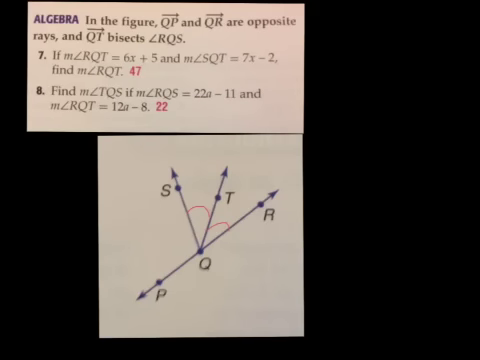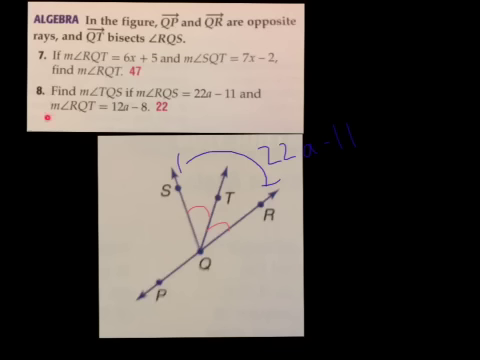Okay, let's take a look at number 8. They want us to find the measurement of angle TQS, so eventually we're going to want this measure, TQS. Let's see what information they tell us. If the measurement of RQS equals 22a minus 11, oh, I got some info there. What am I going to do? I'm going to label. The measurement of RQS is this whole big angle here, so I'm going to give myself this big mark here, so I know I'm talking about this whole angle, and RQS is 22a minus 11.